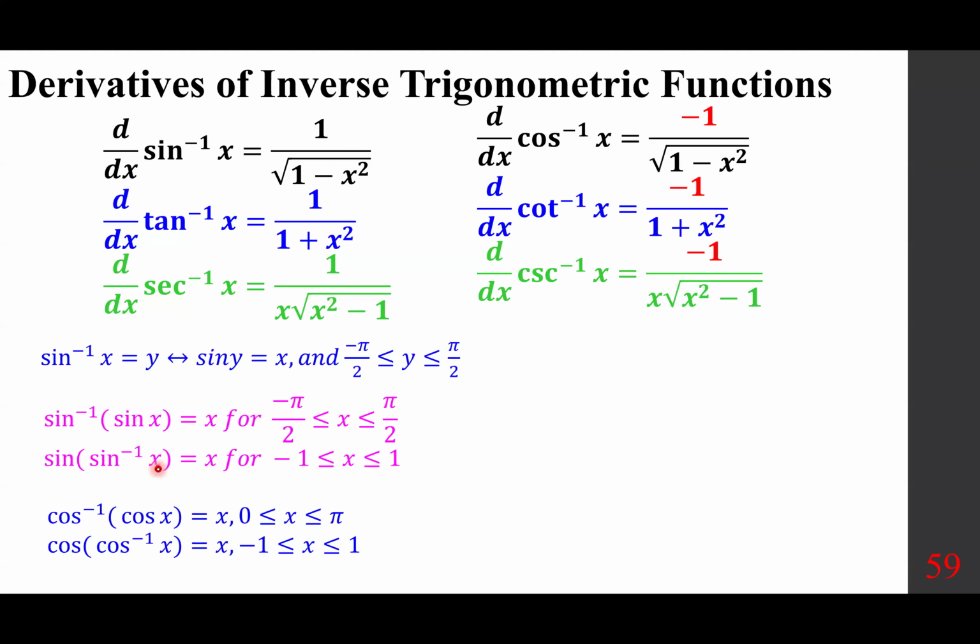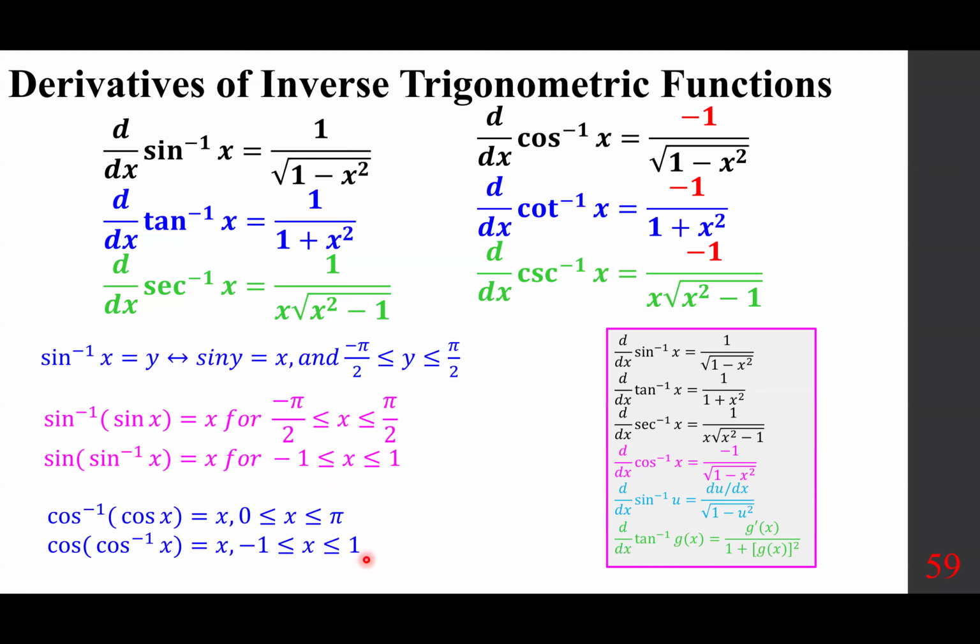Same concept with the cosine. Cosine inverse of cosine x is x if x is between 0 and pi. Remember, the restriction we put for cosine was different, from 0 to pi. In other words, for sine it is the fourth and first quadrant, and in this one it is the first and second quadrant, and cosine of cosine inverse becomes x, again if x is between -1 and 1. So to recap, we put all of them here.